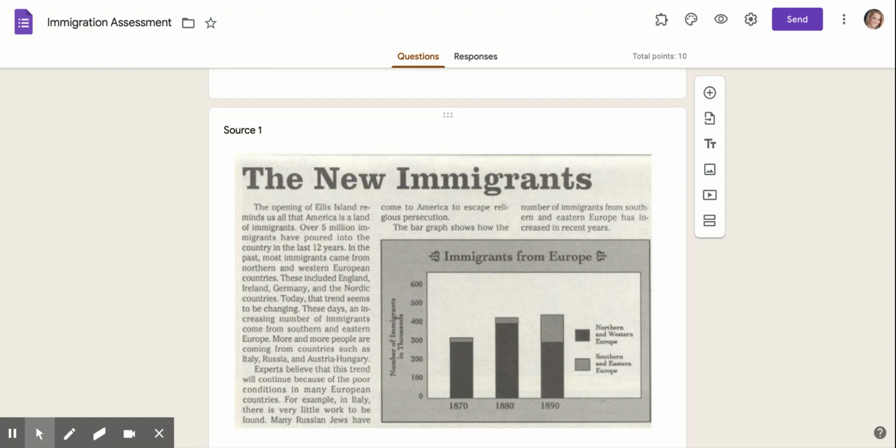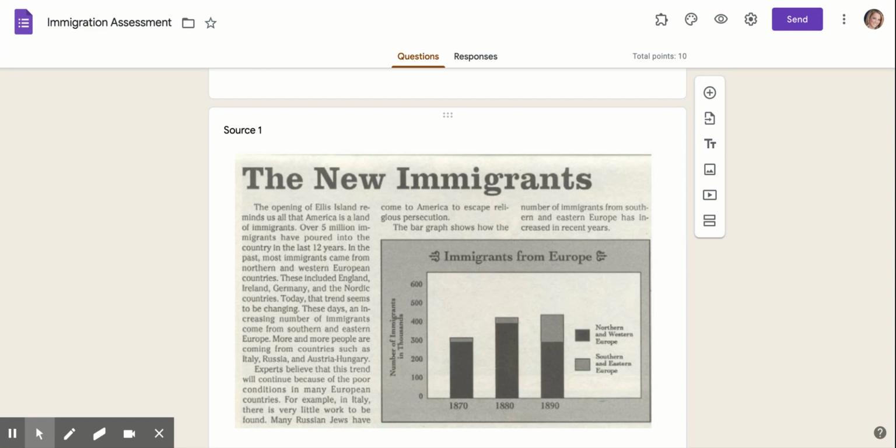So it says the new immigrants. The opening of Ellis Island reminds us all that America is a land of immigrants. Over 5 million immigrants have poured into the country in the last 12 years. In the past, most immigrants came from Northern and Western European countries. These included England, Ireland, Germany, and the Nordic countries. Today, the trend seems to be changing. These days, there is an increasing number of immigrants from Southern and Eastern Europe. More and more people are coming from countries such as Italy, Russia, and Austria-Hungary.